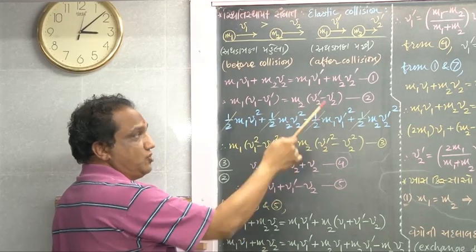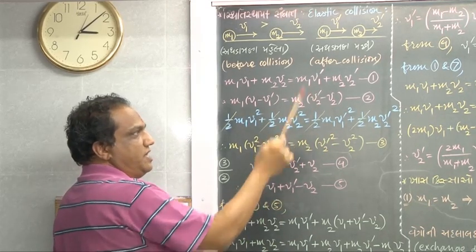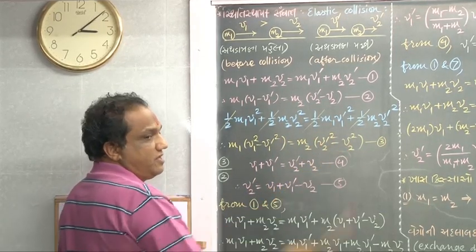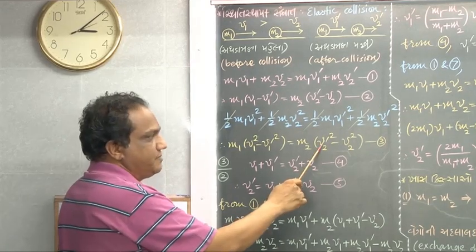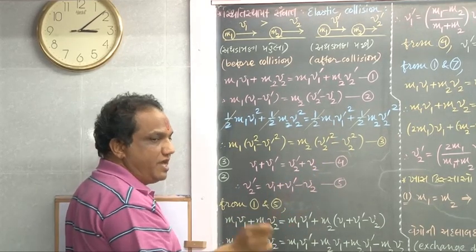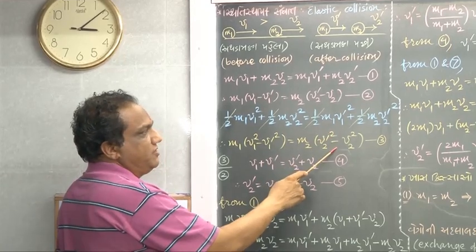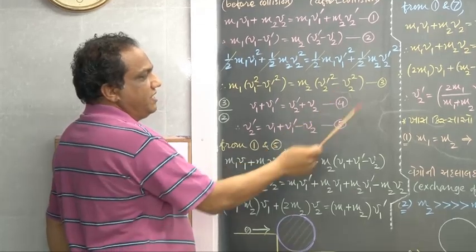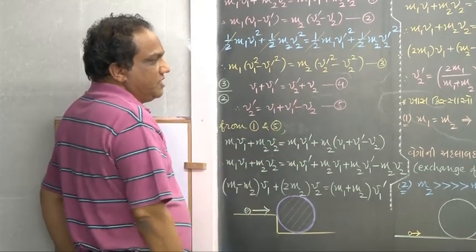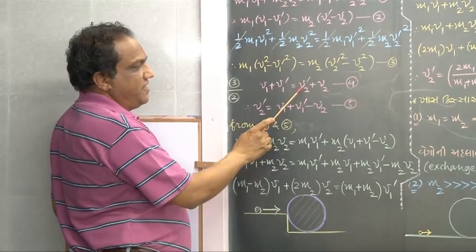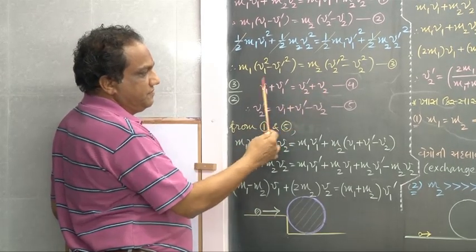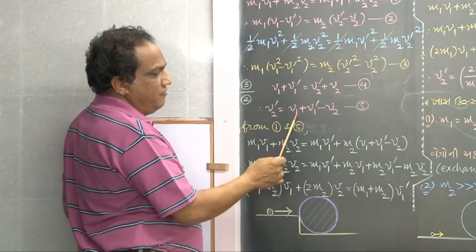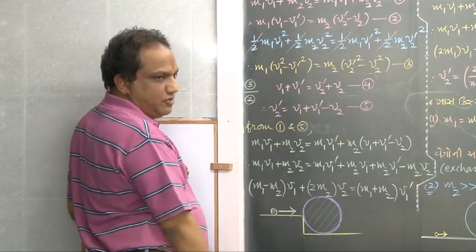Similarly, when you take the ratio of the right hand sides, m2 will cancel. Then v2 dash square minus v2 square, if you factorize, is v2 dash plus v2 into v2 dash minus v2. That v2 dash minus v2 and this v2 dash minus v2 will get cancelled. Left from here it is v2 dash plus v2. Give it equation number 4. Now just find out v2 dash. Transfer this. So v2 dash will be v1 plus v1 dash minus v2.